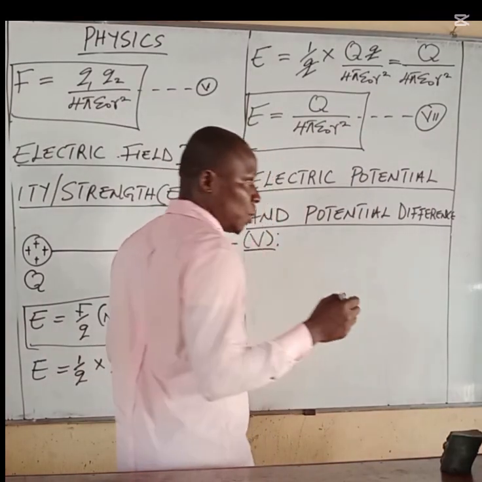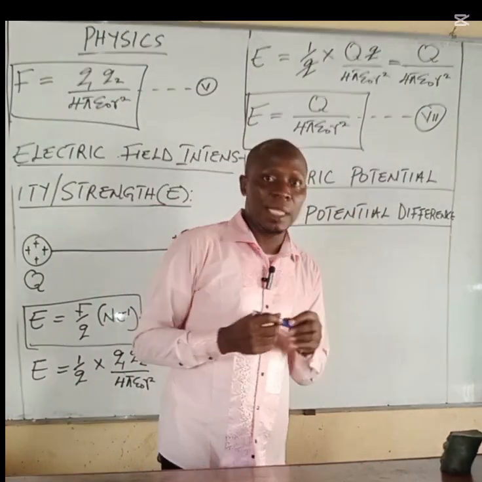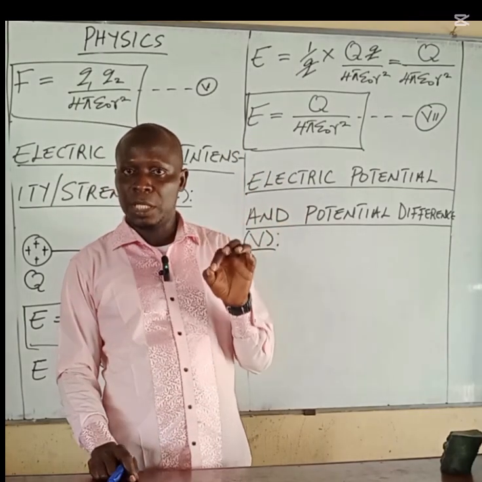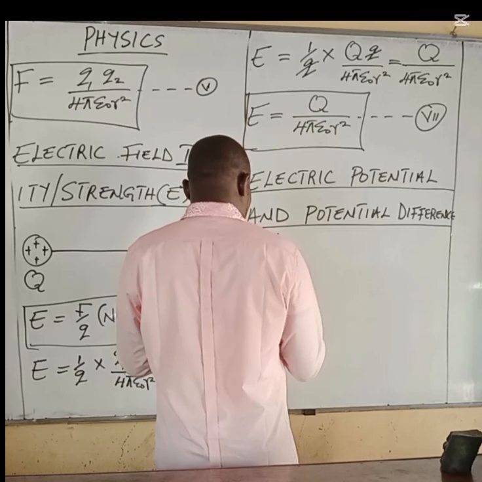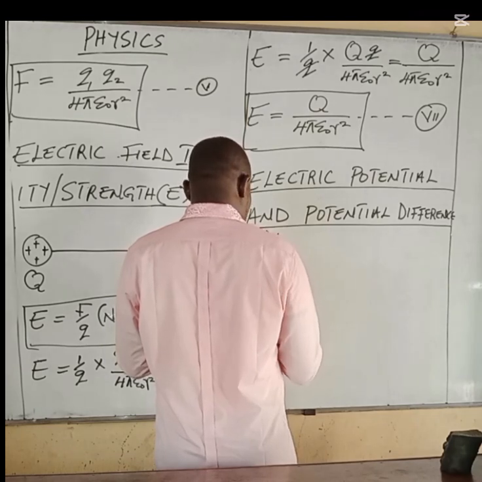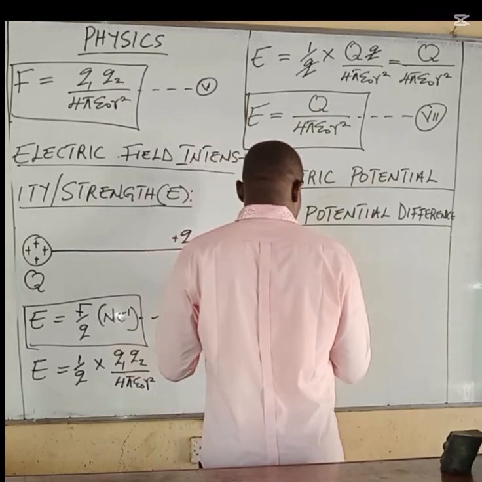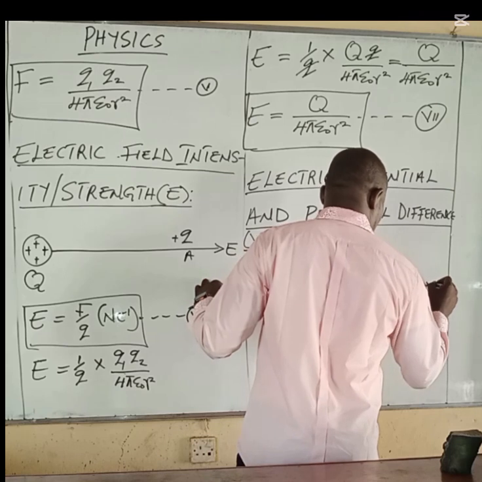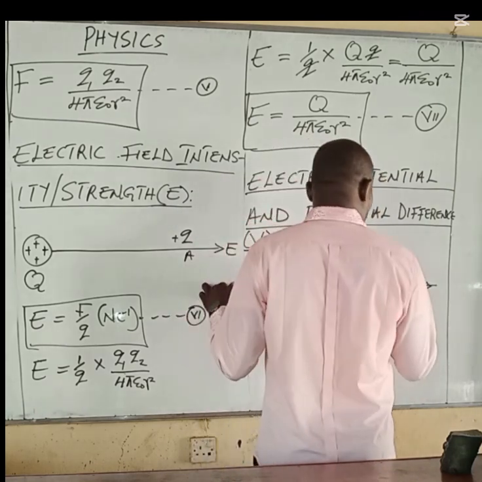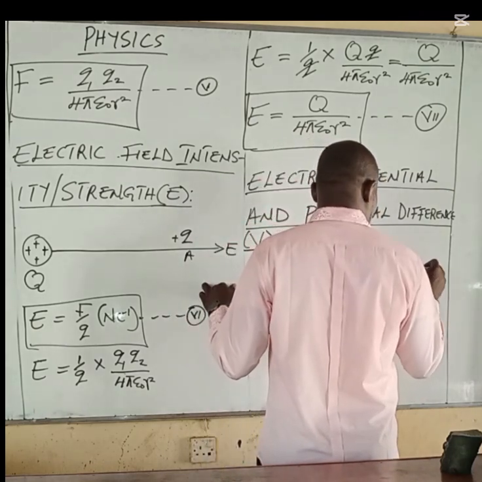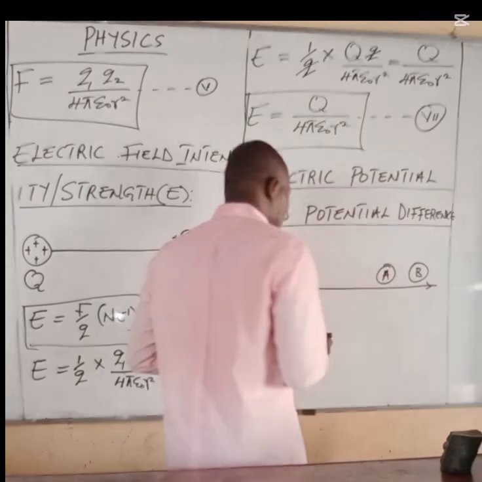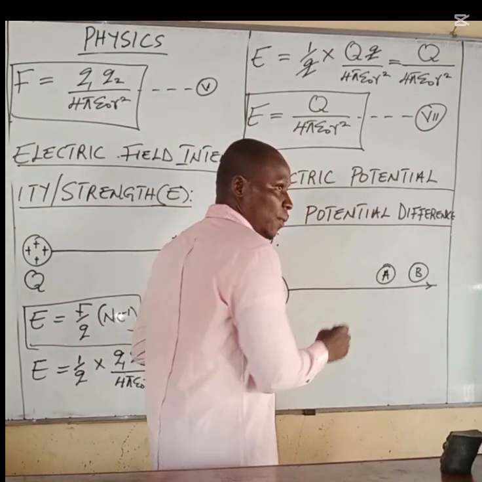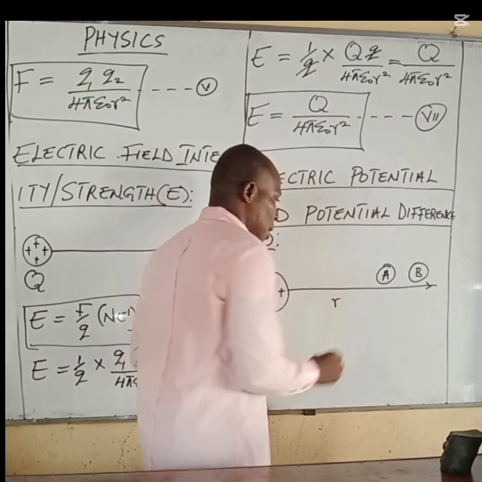So before I define electric potential and potential difference, I would like to use a diagram so that you'll understand the difference between them. If we have a point charge at this point, and this is the field of this point charge, we have 2 points. Let's call this A and let's call this B, and the distance between them is R.